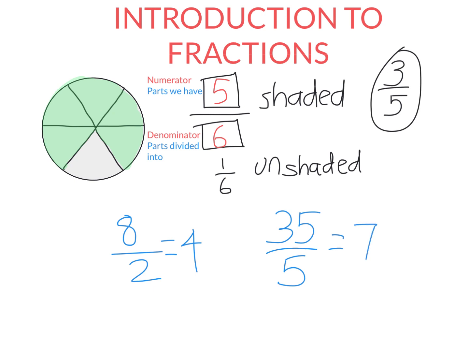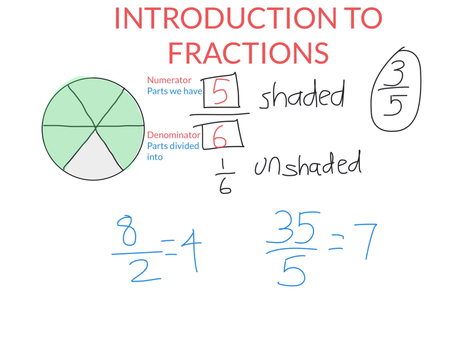So when you have a larger number on top, then the fraction is more than a whole. This is like 7 wholes and 4 wholes. When you have fractions like 5/6 and 3/5, they're called proper fractions because the numerator is less. Each of these is less than a whole.